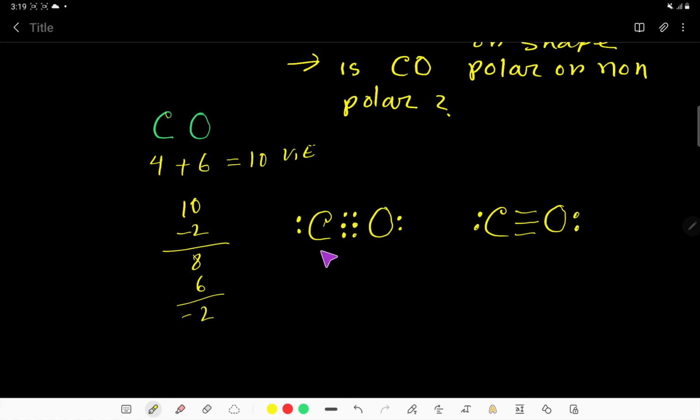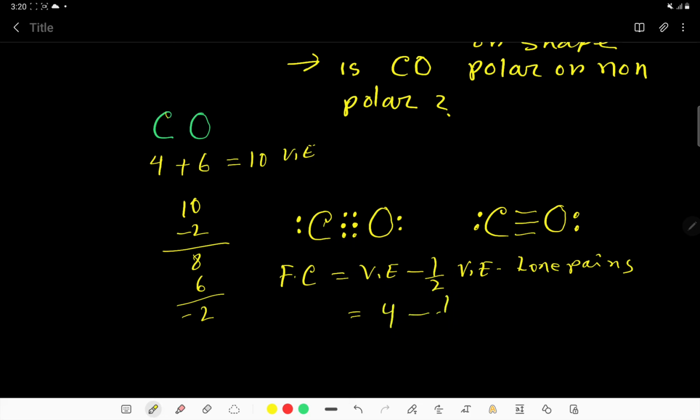Now I will show you the way to find the formal charge for any atom in a molecule. So let us write the formula. Formal charge equals valence electrons in the neutral atom minus half of the bonding electrons minus lone pair electrons. For carbon, in a neutral atom of carbon we have 4 valence electrons, then half of the bonding electrons. How many bonding electrons? Here 6, so half of 6 is 3. Minus lone pair. How many lone pairs does carbon have? 2 electrons. So 4 minus 3 minus 2 equals minus 1. So this carbon has a minus 1 charge.